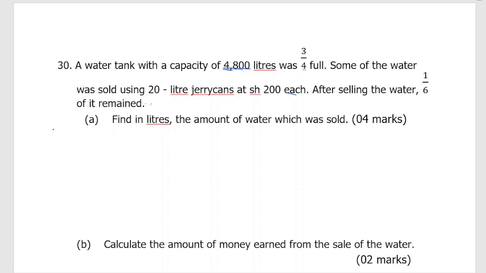Let us come here and understand it slowly. The present amount of water, the present fraction, what is that one? It is 3/4 full. Then the water sold, the fraction sold, let us call that one H. Then the remaining fraction, it is 60.